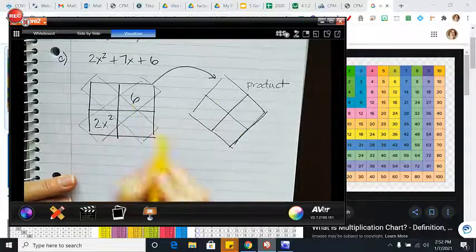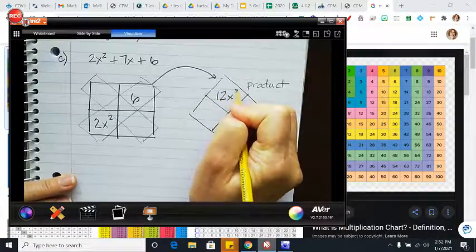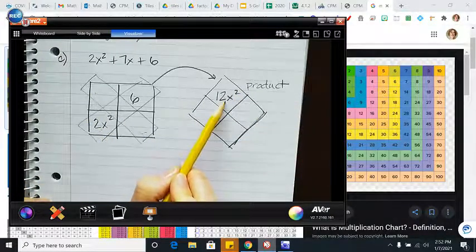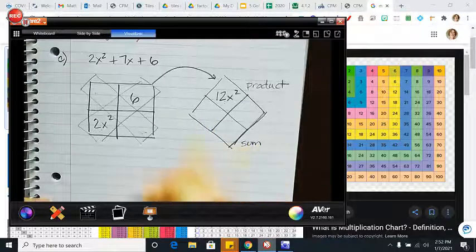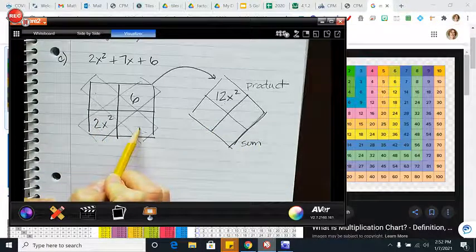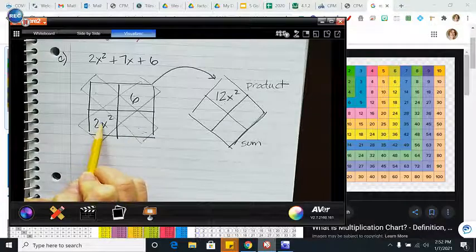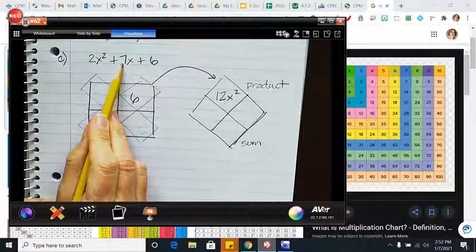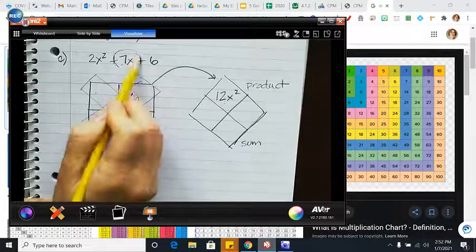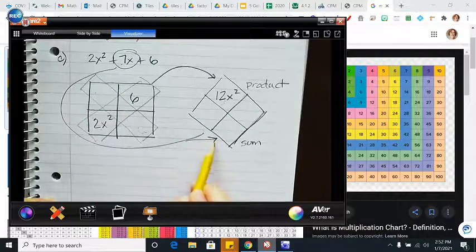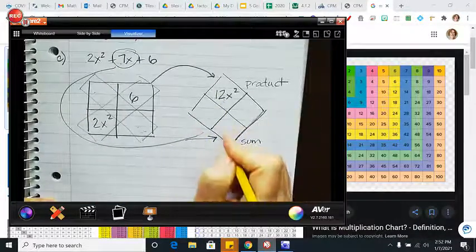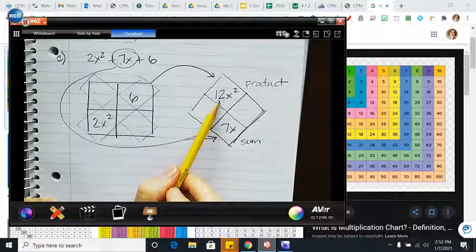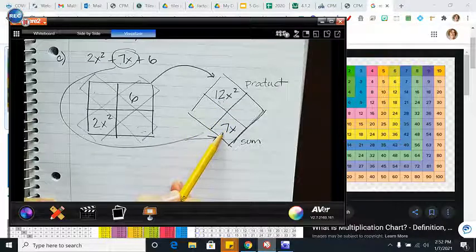So we are going to put the product on the top. So 2x squared times 6 is 12x squared. So we know that this product, whatever this is, it's got to be 12x squared. But these two missing pieces, if I was building this with tiles, I'd have 2x squared tiles here, 6 unit tiles here, and I'd have 7x tiles to divide up, right? So that goes at the bottom of your diamond. That is your sum. So you are looking for two numbers that when you multiply them, you get 12. When you add them, you get 7.